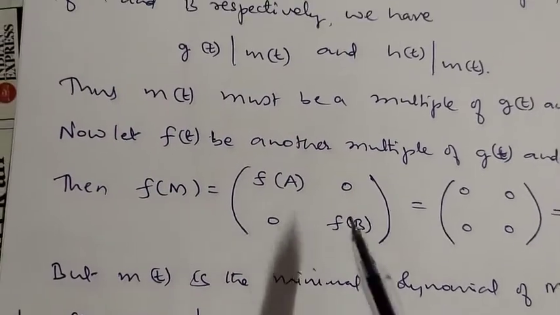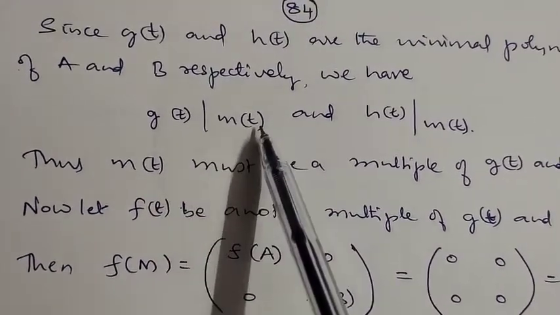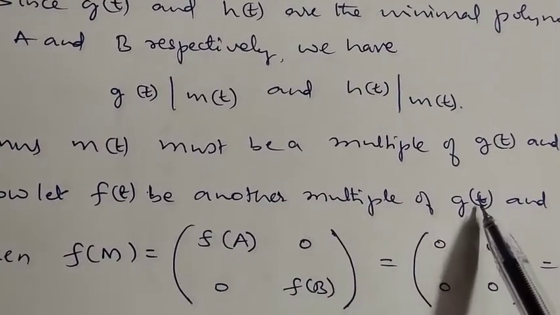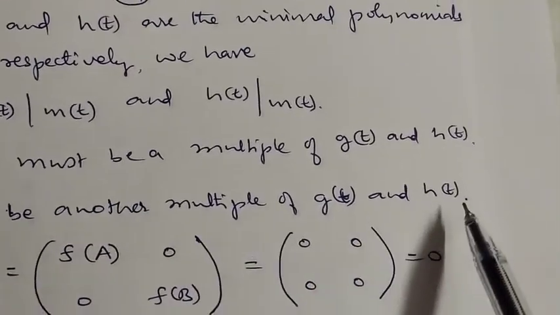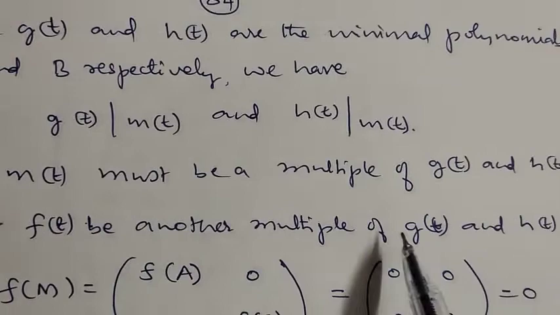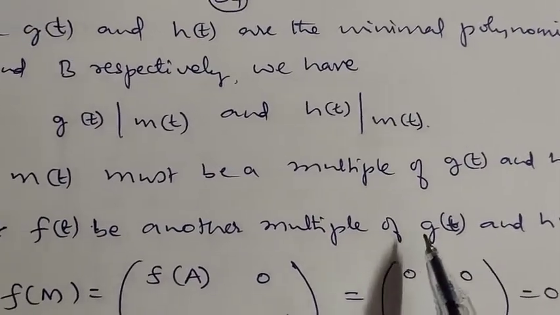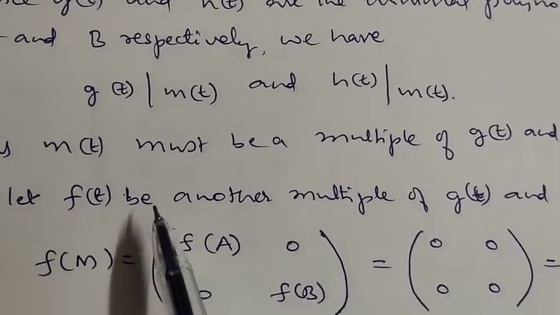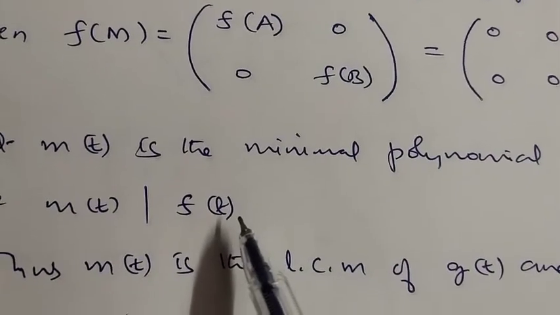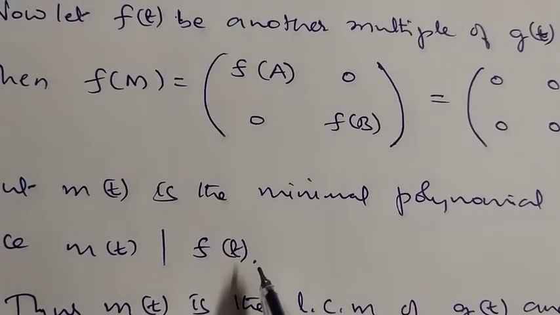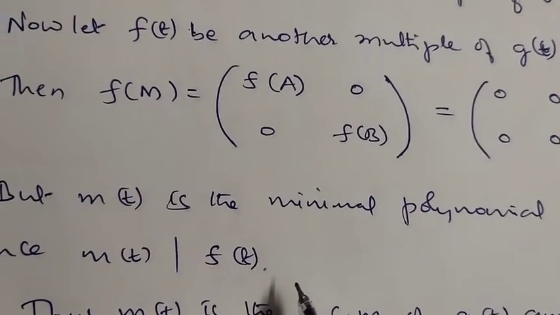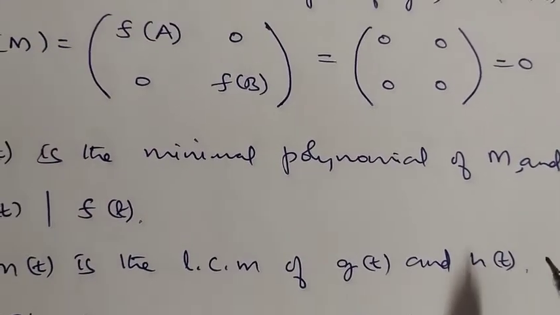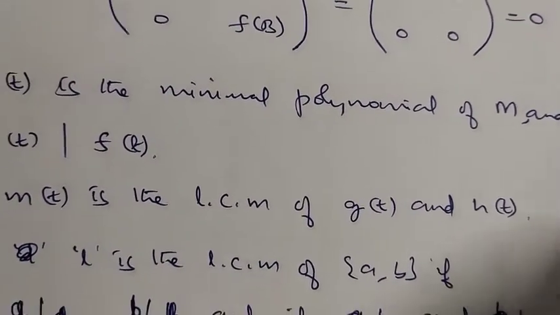Now see here, suppose g of t divides m of t and h of t divides m of t, and suppose g of t divides f of t and h of t divides f of t, meaning f of t is a multiple of g of t and h of t. This means m of t must divide f of t. Then by definition of the LCM, m of t is the LCM of g of t and h of t. Understand this?